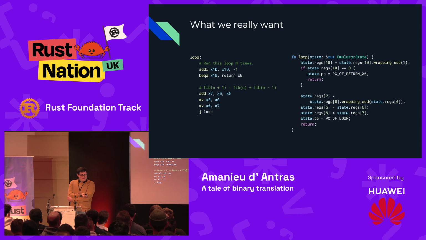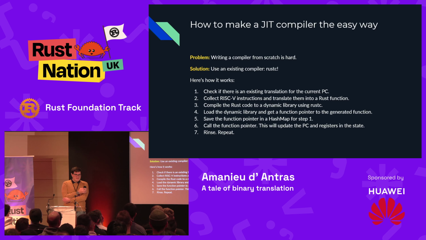So how do we actually get there? Well, first of all, we need to think about how are we going to build this JIT compiler? Problem is, building a JIT compiler is hard. Who would have known? Solution, other people have written compilers before. So let's just use Rust.